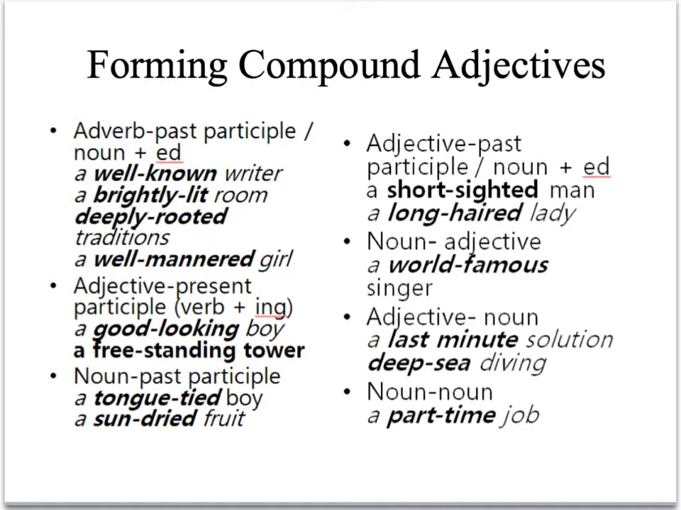There are a number of ways that you can form a compound adjective. The first one here is an adverb with a past participle or a noun plus ed. For example, well is an adverb, then you've got the dash, and you've got a past participle, known. A well-known writer or a brightly lit room. A deeply rooted tradition, okay?